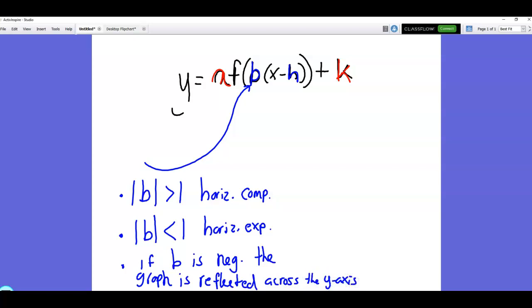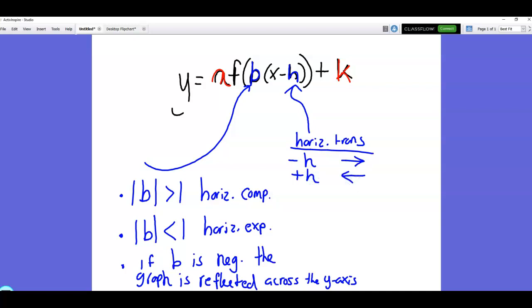All right. And then finally, the h value. Before I go any further, let's just say that it results in a horizontal translation. So if you have a negative h, your graph is going to go to the right. And if you have a positive h, your graph is going to go to the left.